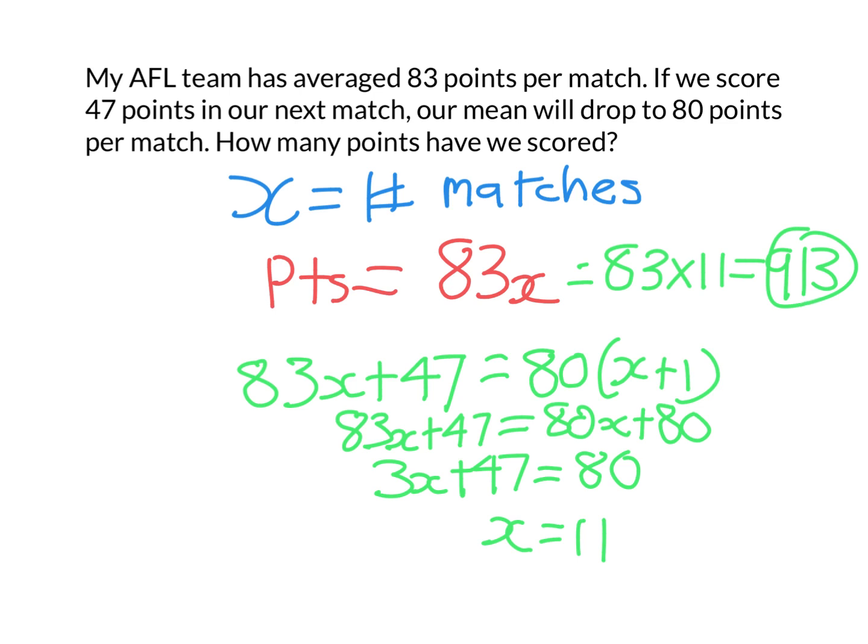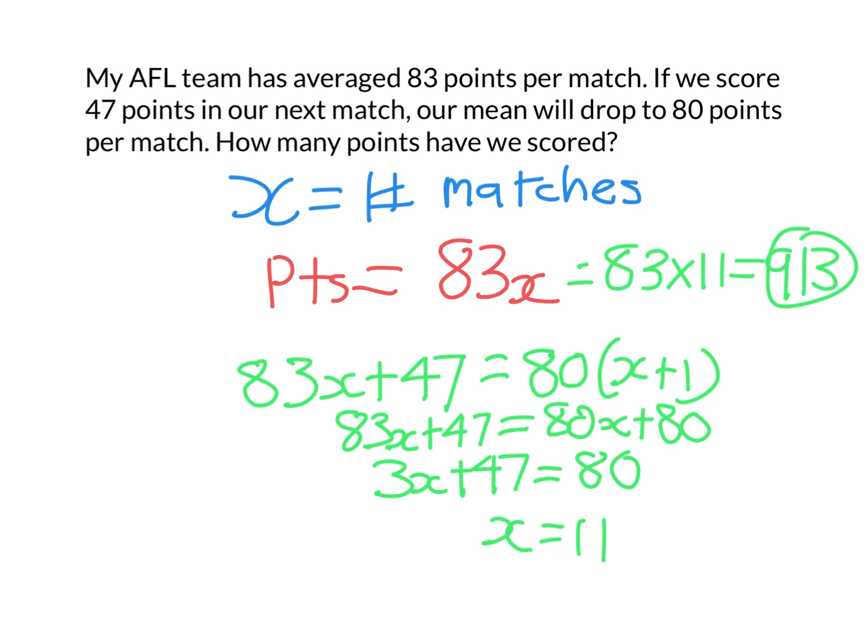Average is 80. So you could do it without the equations. You might have realized that if we decrease our points per match by 36, our average goes down by 3. The only way that can happen is if we end up playing 36 divided by 3, 12 matches, i.e. the 47 point match is our 12th match. So you could have done it in your head using logic.